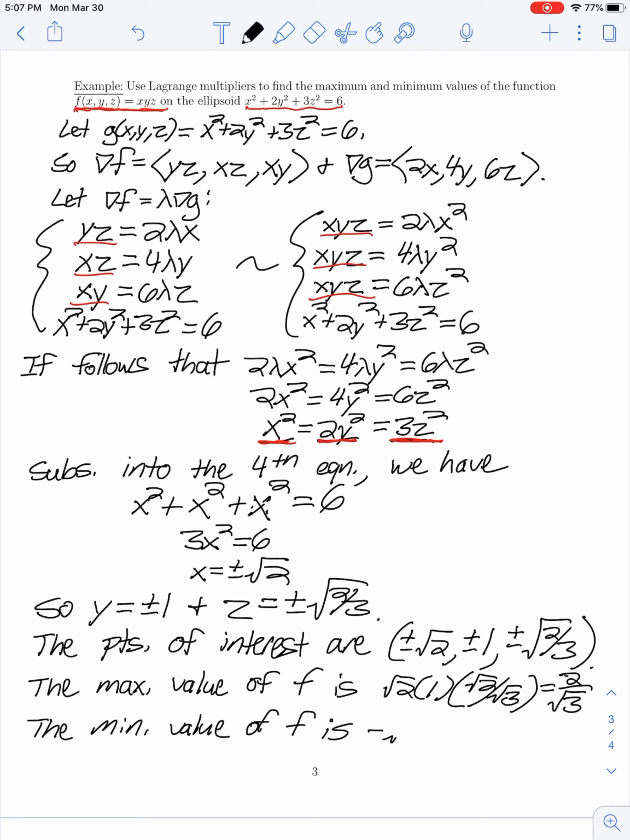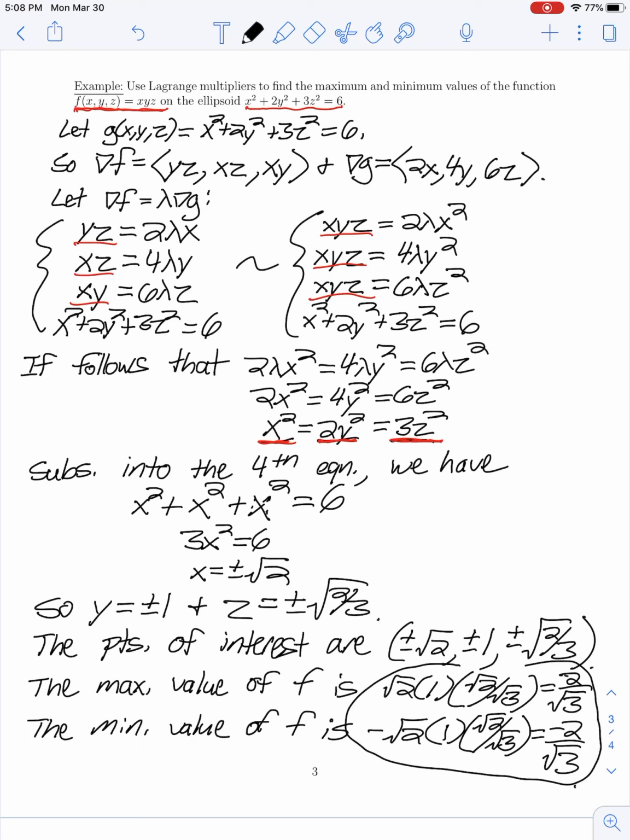And the minimum value of our function f would be the negative of the product of square root of 2, 1, and square root of 2 over square root of 3, which would be negative 2 over the square root of 3. So here we have the largest and smallest values of our function, along with the points where these may occur.